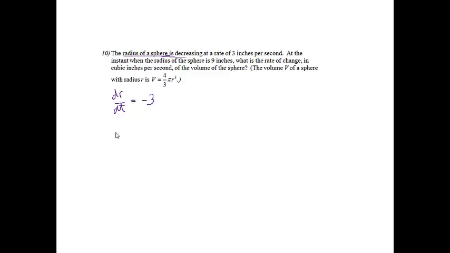Okay, then it says at the instant when the radius is 9, so we can put r equals 9. And then it says, what is the rate of change of volume? So it's asking us for how fast is the volume changing. So dv dt equals question mark. Once we have our information, we need a formula. And they nicely provided us with a formula.